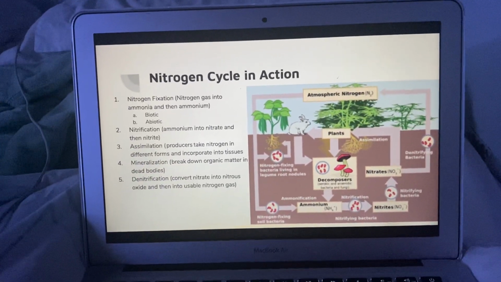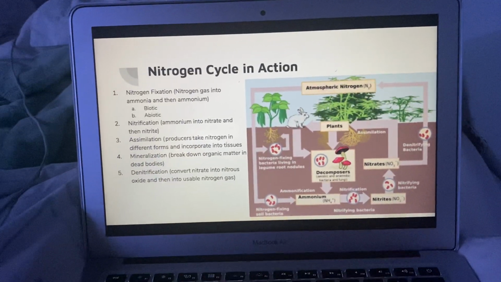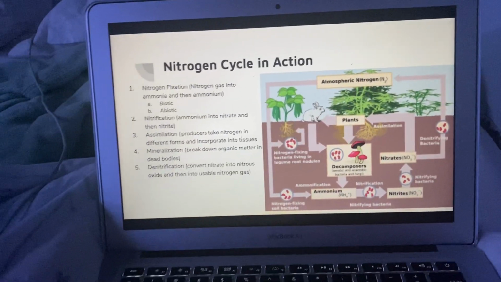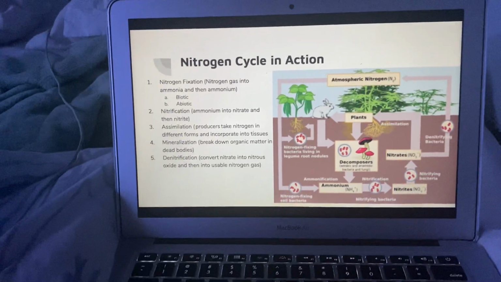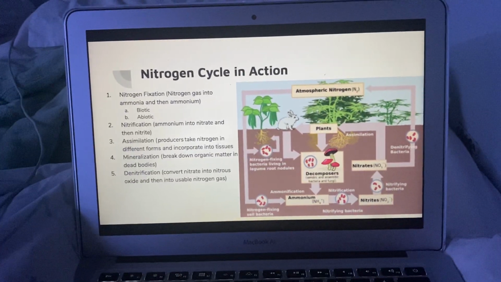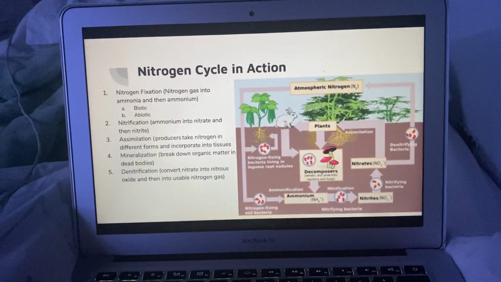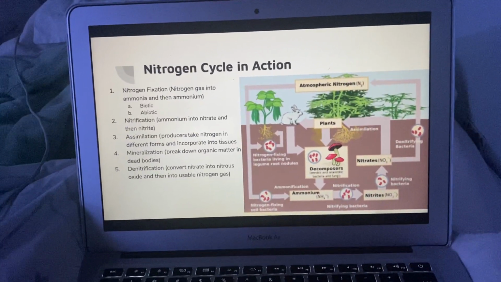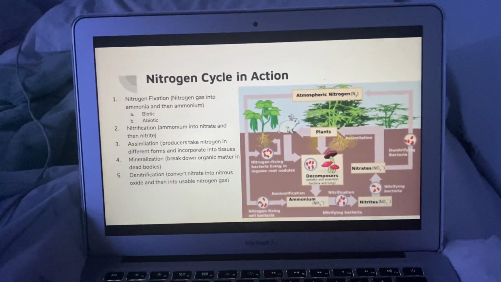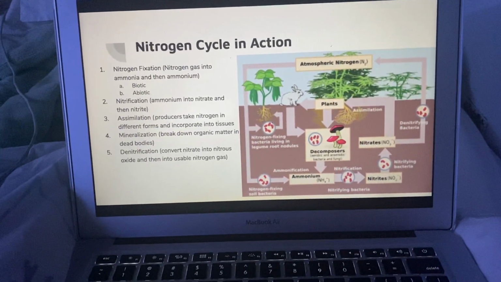Thirdly, a process referred to as nitrification occurs, and this is when ammonium is converted into nitrate and furthermore converted into nitrite. This process is conducted by specialized bacteria. Fourthly, after the nitrogen has taken the form of either ammonia, ammonium, nitrate, or nitrite, the producer will incorporate these elements into their tissues. Now, when a consumer comes into contact with the producer, the nitrogen will assimilate into the tissues of the consumer, while the rest of it is recycled as waste.